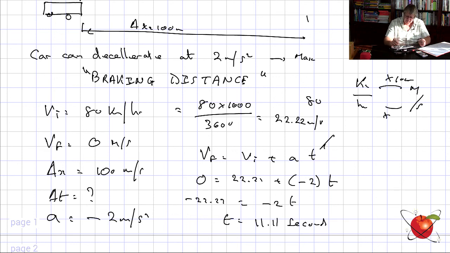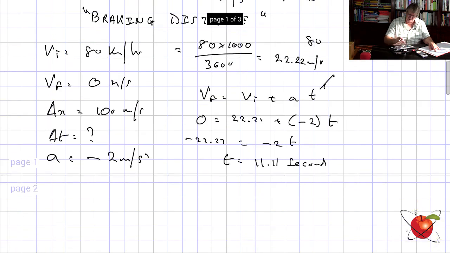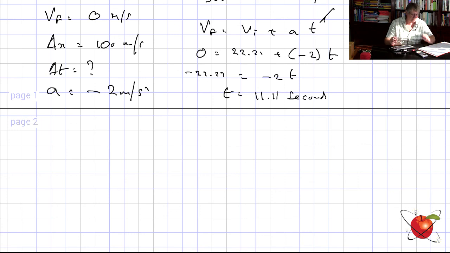Now, let's see what else we can work out here. Decelerating at that rate, over that distance, we've got a time. That's how long it'll take us. Let's have a look at this one. We've got delta x here. Whoops, sorry. We've got another one. Let's have a look now at this.